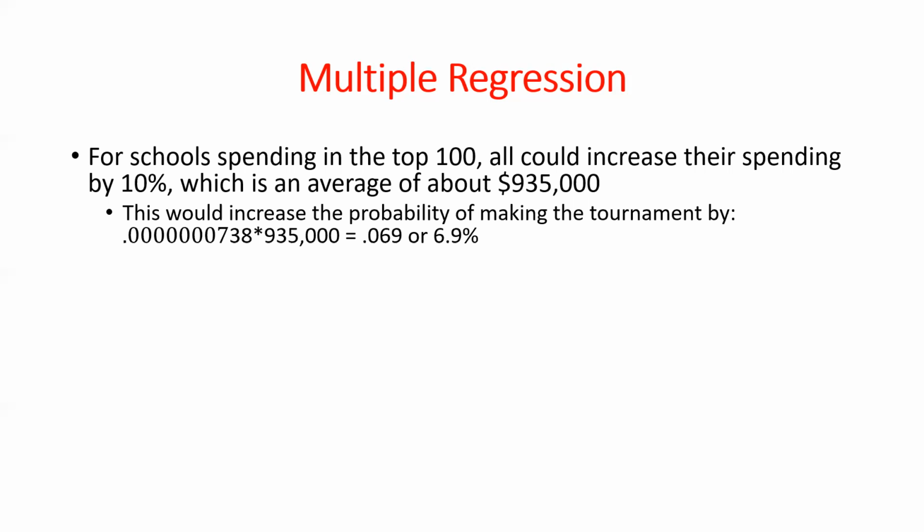So if a school in the top 100 increases their budget by 10%, which is almost $1 million, that would increase the probability they make the tournament by about 0.069. So that's the probability. It would be a 6.9% increase.